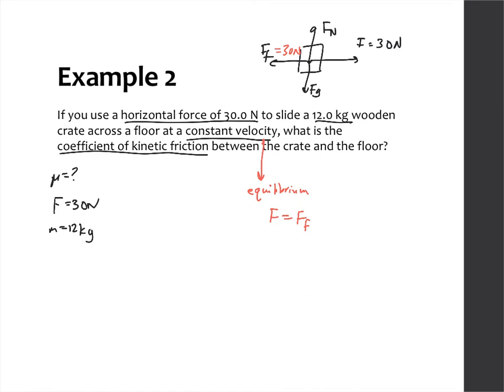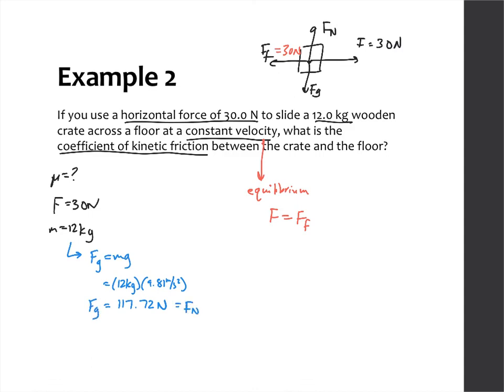Now, they didn't give us the weight, but they did give us the mass. So we need to take this extra step of converting mass into newtons. 12 kilograms times 9.81, because we're assuming we're on Earth. And this will give us 117.72 newtons for the weight. Now remember, the weight is also the same as the normal force.